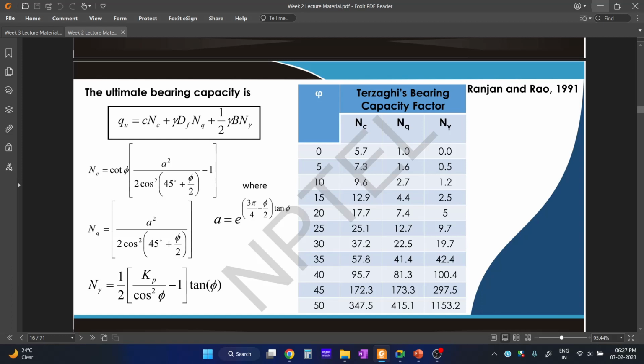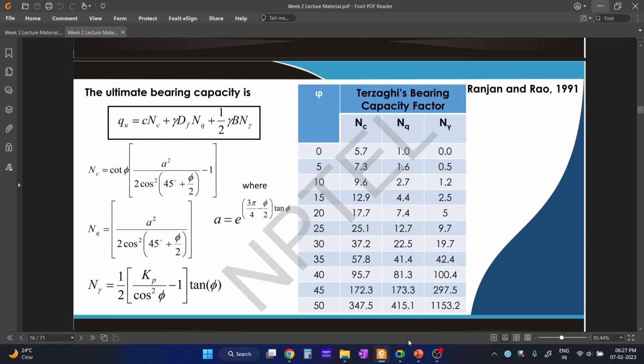You see in the left hand side there are the formulas for Nc, Nq, and N gamma. If you calculate using these formulas, you will get these values only, if you put phi over here.